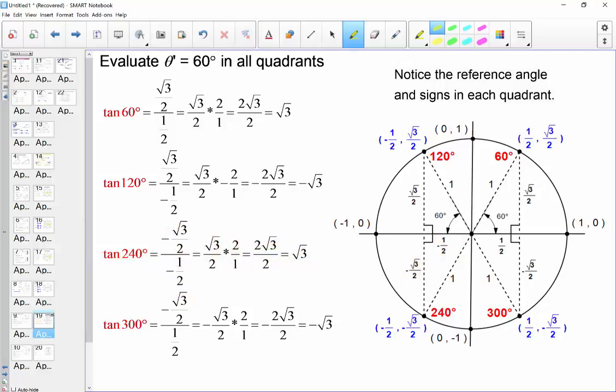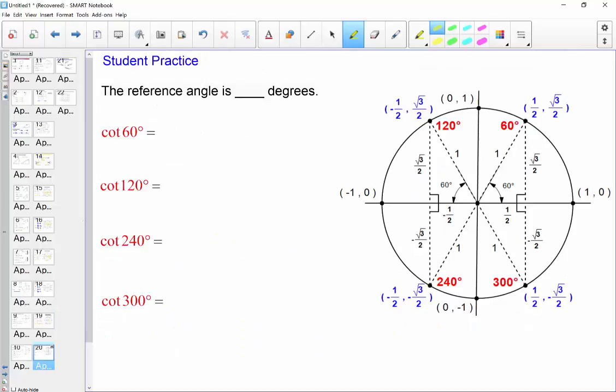In the last quadrant, quadrant 4, we're evaluating tangent of 300 degrees, which has a reference angle of 60 degrees. And the opposite side is a negative square root of 3 over 2. The adjacent side is a positive 1/2. So negative square root of 3 over 2 times the inverse of the denominator, 2 over 1, equals a negative 2 times the square root of 3 over 2. The 2's cancel, and we're left with a negative square root of 3. Now go ahead and try this last one on your own and pause the video.